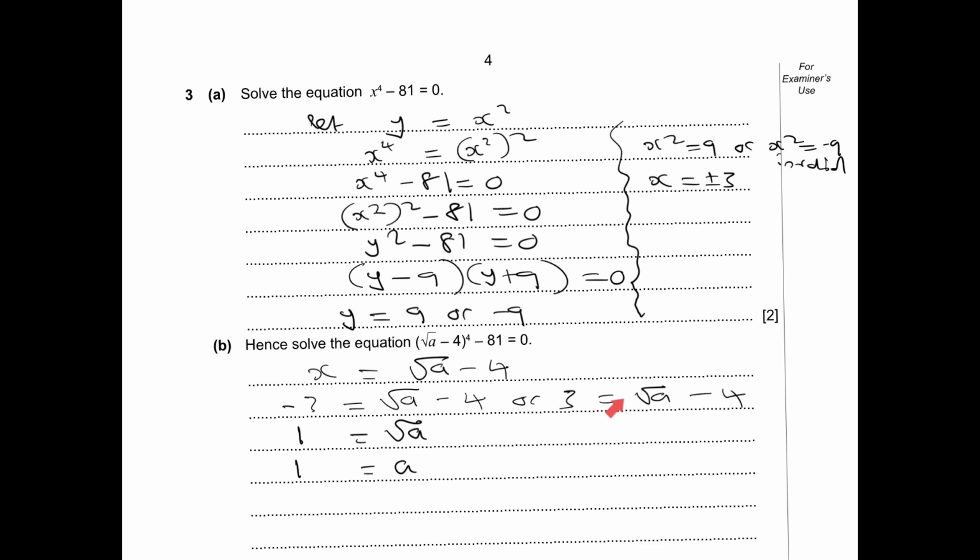Now from the other equation, what are we going to have? If I take negative 4 to this side, I'm going to have 3 plus 4, which is 7, is equal to square root of a. Squaring both sides, what do I get? I'm going to get a is equal to 49. 7 squared is 49.